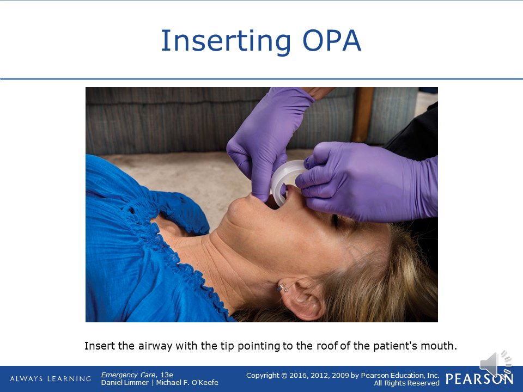So you see here, you've got the cross finger method, or scissor method, whatever you want to call it. You've got the tip of the OPA in, and once it gets in about halfway, that's when you start to turn it, and it'll go behind the tongue.